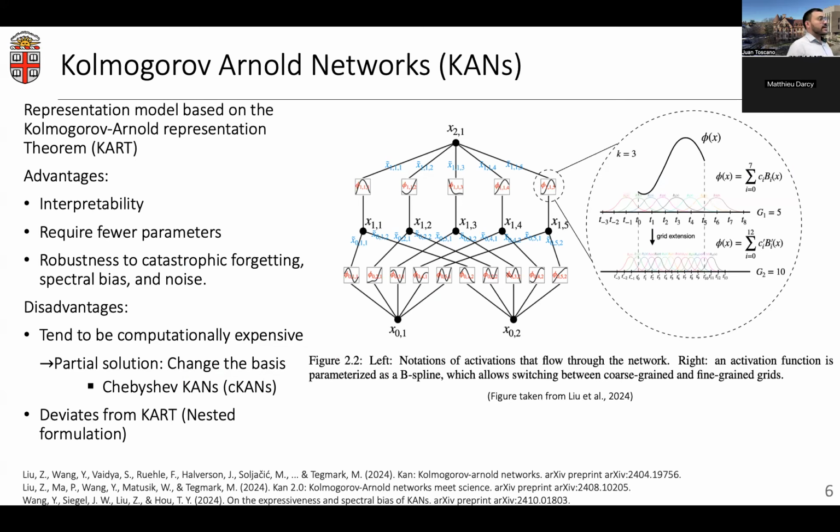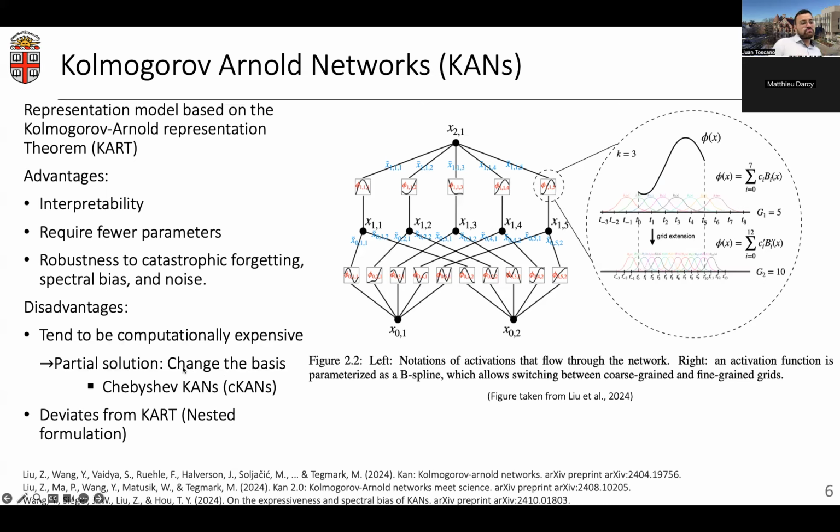They're robust to catastrophic forgetting, which is common in MLPs, and they're robust to spectral bias, and they are robust to noise, which is quite interesting. One of the disadvantages of KANs, like the traditional KANs, the B-spline KANs, that's the one we are showing here, and we can see how it works. Each function is represented as a linear combination of basis functions. These are B-splines, and it can be computationally expensive.